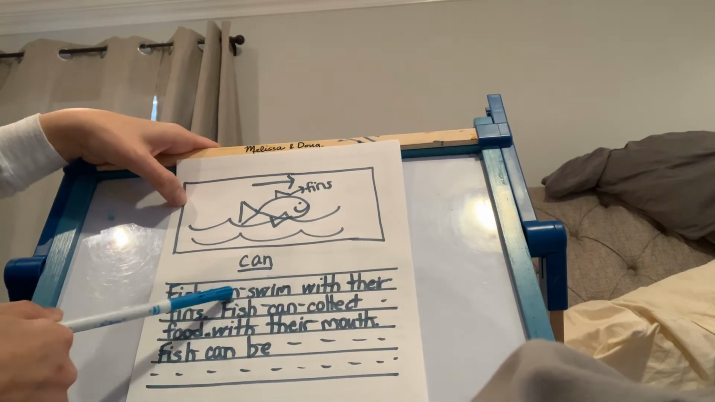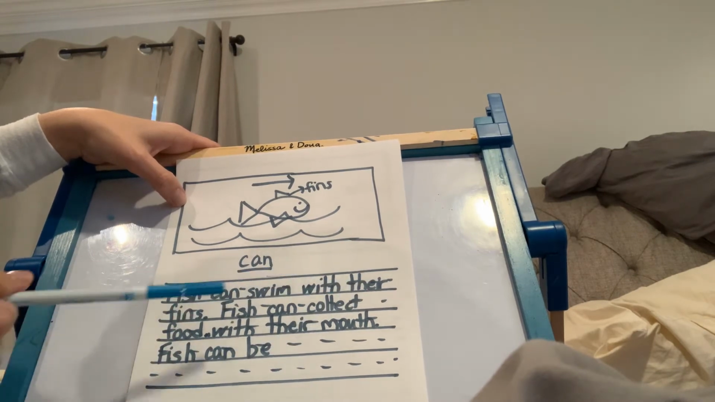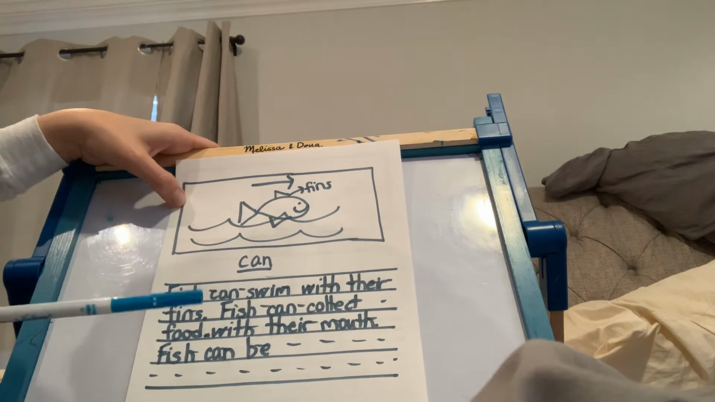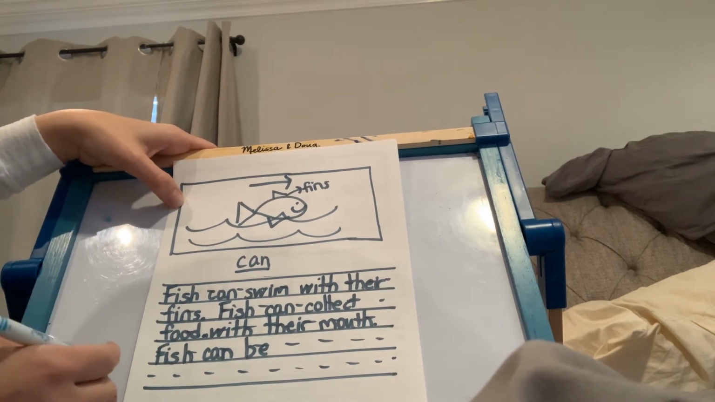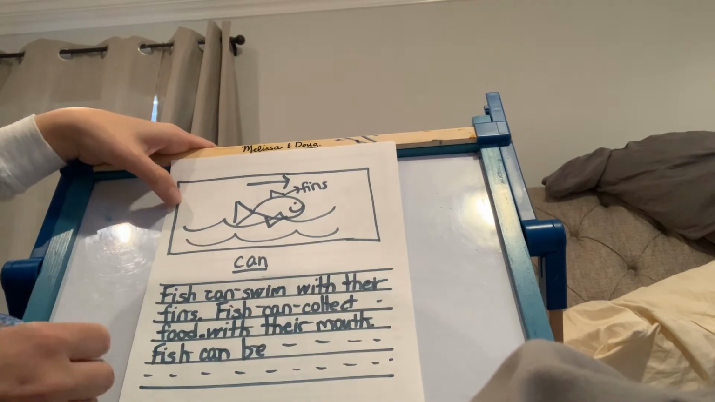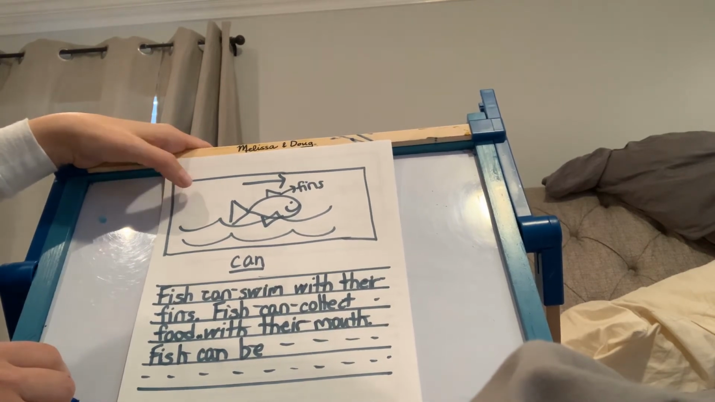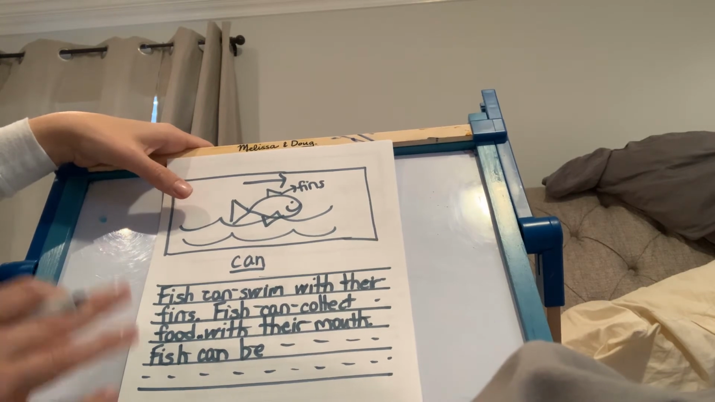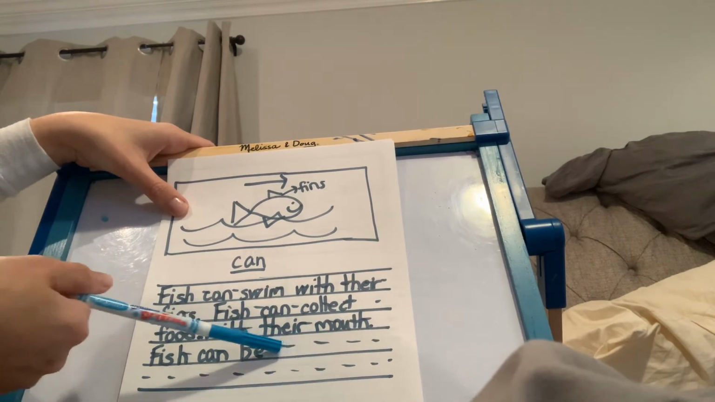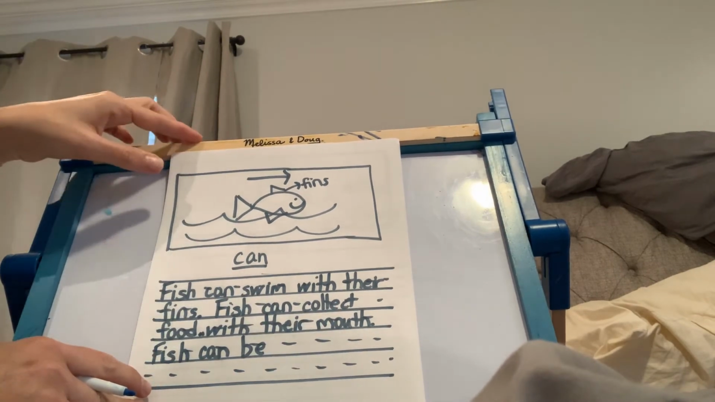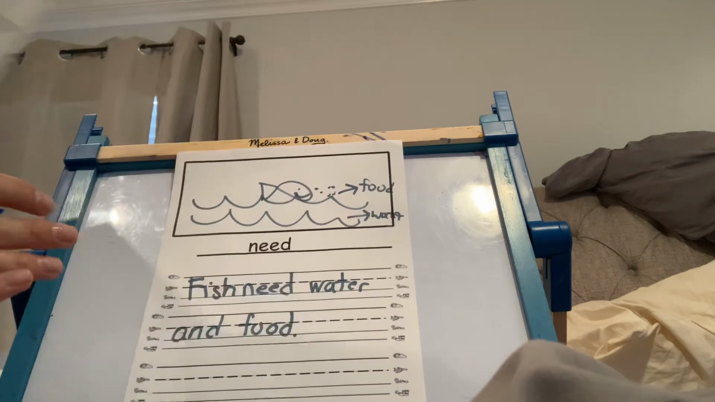Can. Fish can swim with their fins. Fish can collect food with their mouth. Fish can be... Ooh, I gotta add more there. Let's see. Fish can be... Maybe... You know what? I'm going to save this for a different adjective for a different day. I'll see what fits best there. I could always go back. That's the best part about writing. You can always go back and add more.